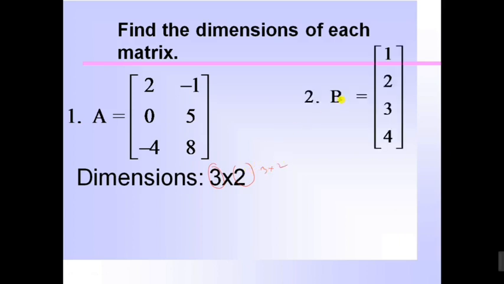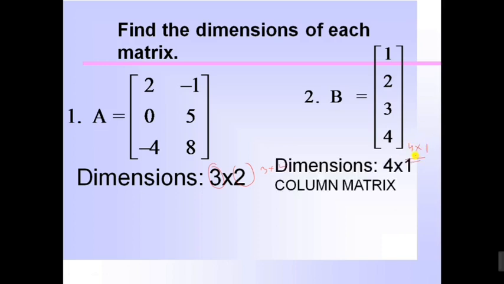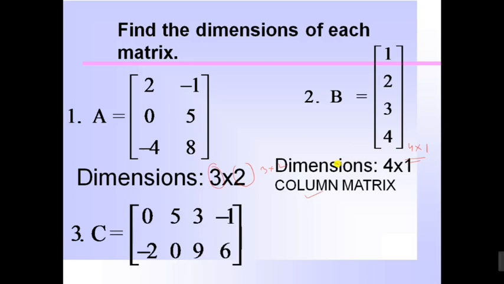Next, suppose I give you this matrix and ask you to find the dimension. How many rows are there? I think there are 4 rows and the number of columns is 1. So this dimension will be 4 cross 1. This is also called a column matrix. Just now I told you, if there is a single column, then it is called a column matrix.